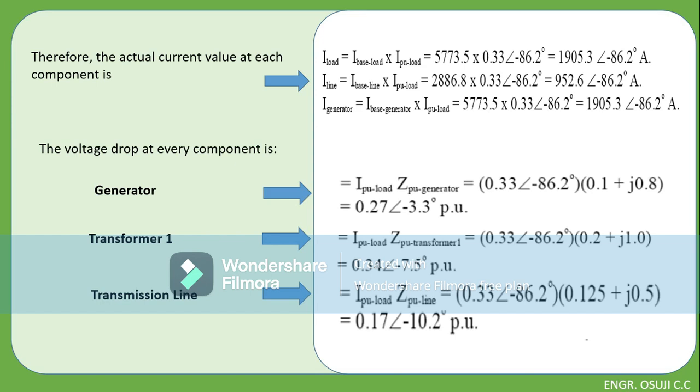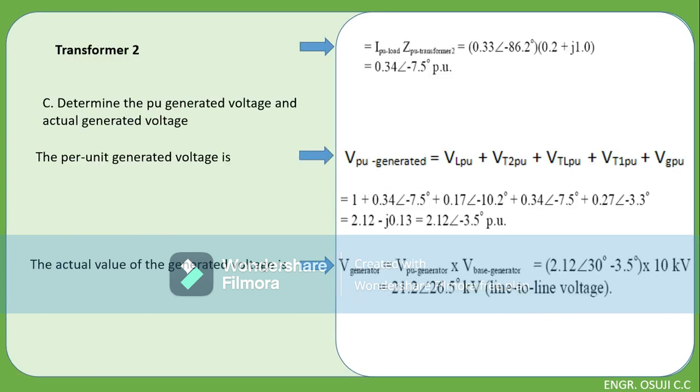Then you do the same thing for the transmission line. For the transmission line, you have that the I per unit load, maintaining the same explanation, is equal to I per unit of the transmission line. So you multiply by the per unit impedance of the line, and you have that. The same case for transformer 2, which is also part of the circuit.